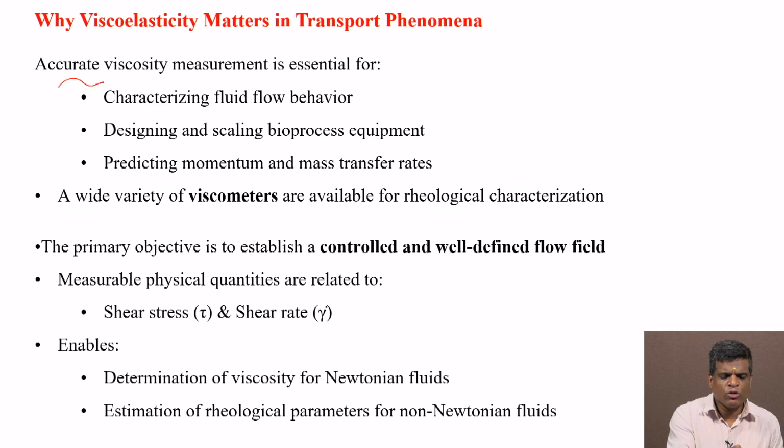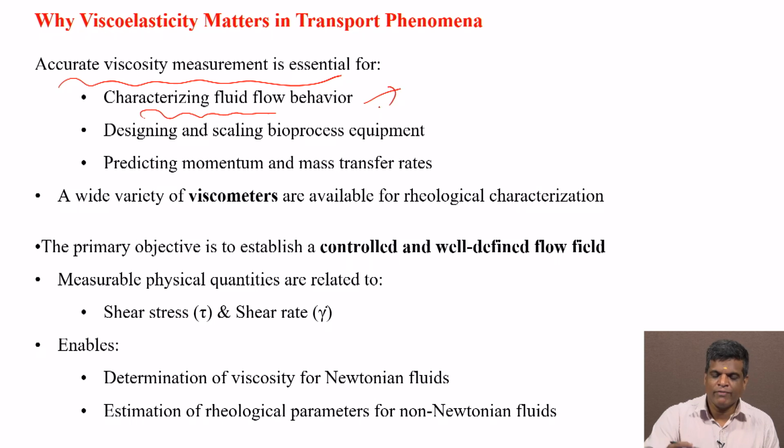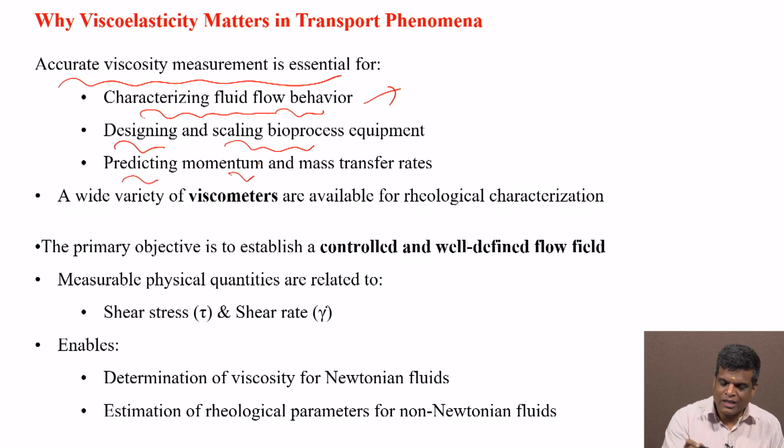So accurate viscosity measurements, why do we want them? It is essential when you characterize the fluid flow, whether it is laminar flow, turbulent flow, or transition flow. So definitely we need to characterize fluid flow behavior, and when you design and scale the bioprocess equipment, we need accurate viscosity measurement. And of course, you want to predict the momentum transfer rate or mass transfer rate or flux, and viscosity plays a main role for accuracy here.